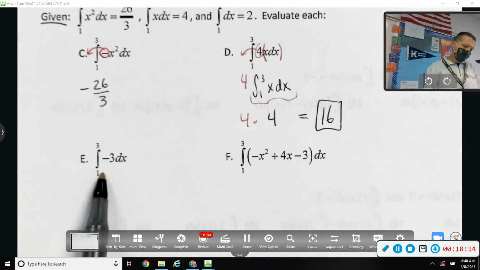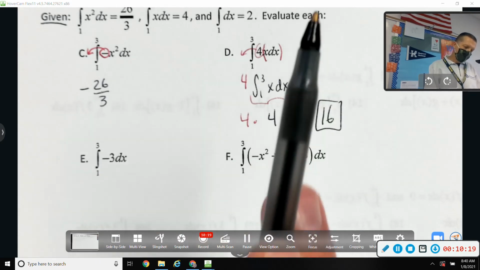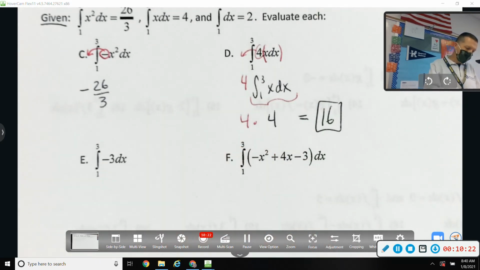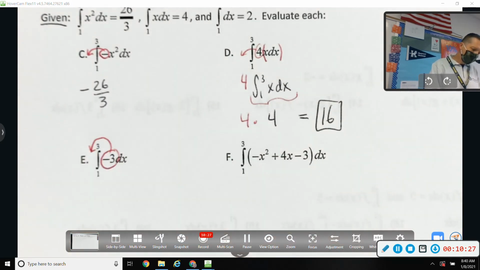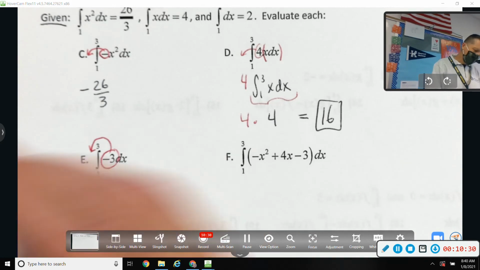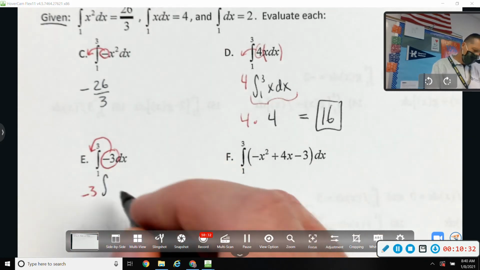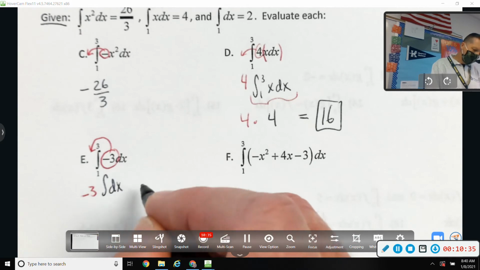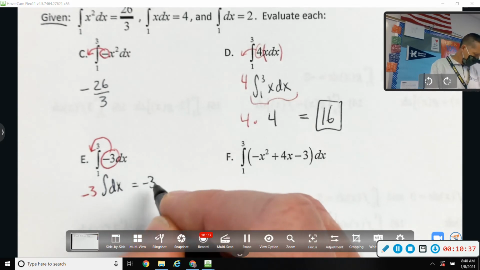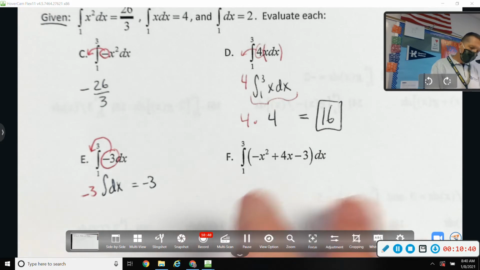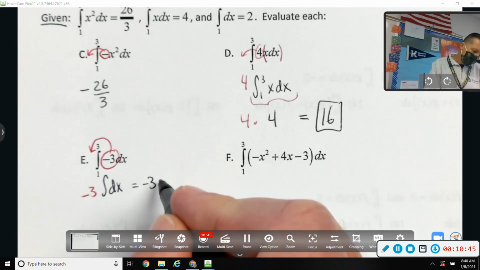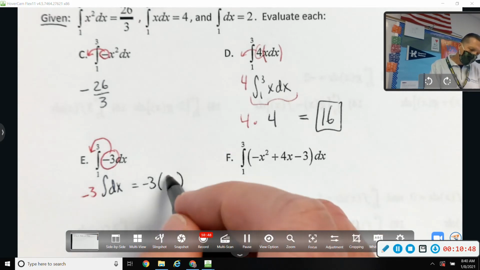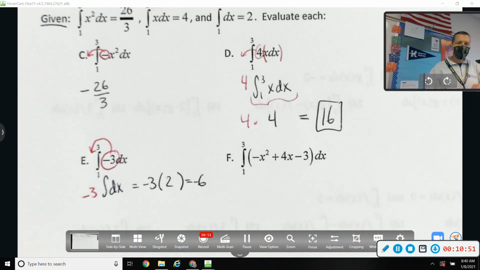Right, part E looks most like that last one, except there's a negative 3 on there, but we can take a multiplier and move it out front. So negative 3 integral of dx. By the way, if you can, save some room at the bottom. We're going to throw some more notes down there. So that's negative 3 times 2, negative 6.